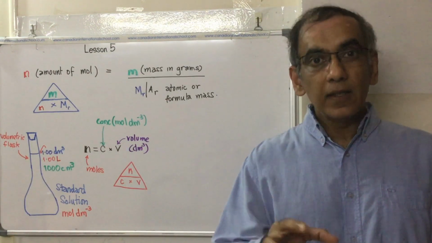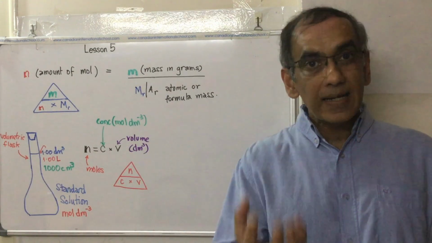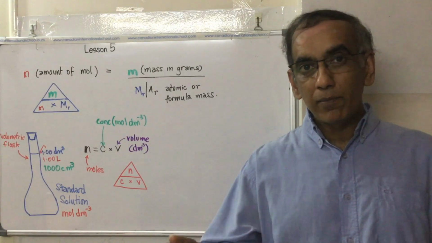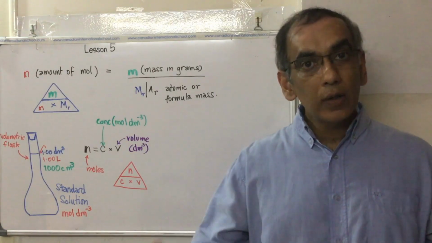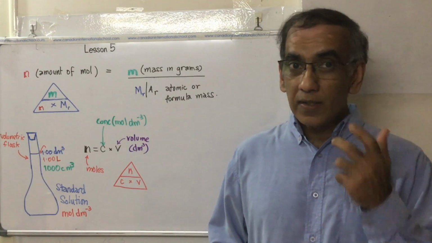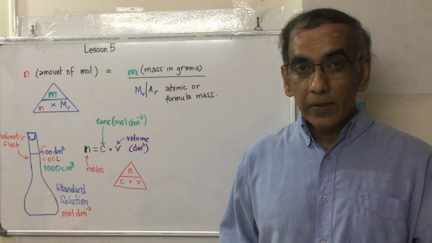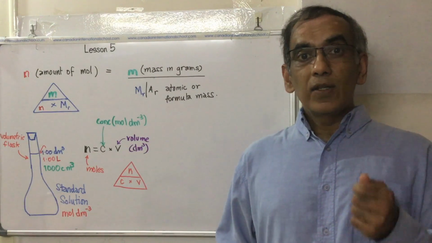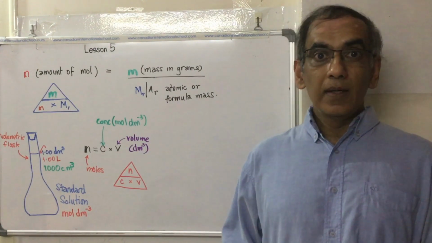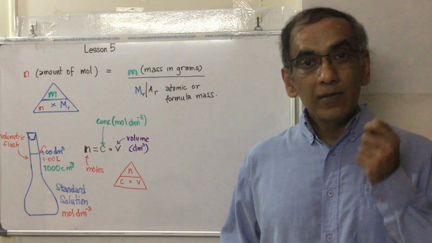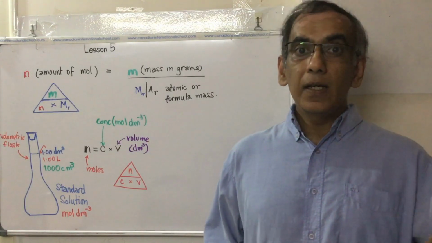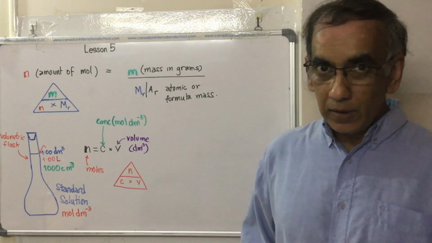If you were to take 1 mole of Cl2 gas and keep it at standard ambient temperature and pressure, it would occupy 24 dm cube, which is the same as 24 liters, which is the same as 24,000 cm cube, and also the same as 24,000 milliliters, because 1 milliliter is the same as 1 cm cube.